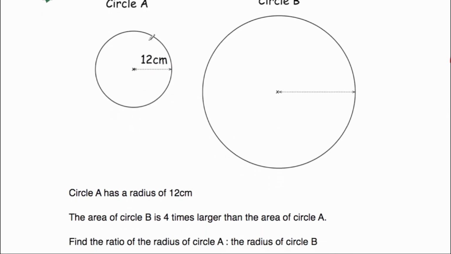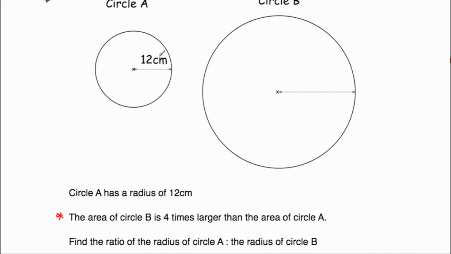Yep, we know that. The area of circle B is 4 times larger than the area of circle A. So this circle has an area which is 4 times larger than the area of this circle. And we've been asked to find the ratio of the radius of circle A to the radius of circle B. So we need to find this radius. Now to find this radius, we're going to use this bit of information, because the area of circle B is 4 times larger than the area of circle A.